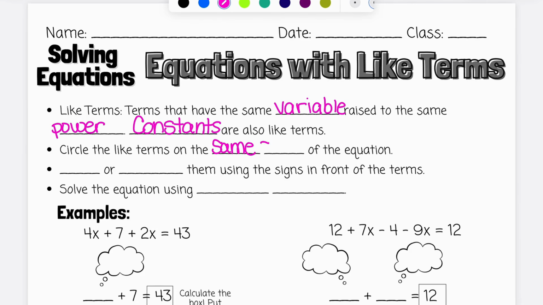Alright, what I suggest is that we circle the like terms, but they have to be on the same side of the equal sign. Then you're going to either add them or subtract them. And you're going to use whatever sign is in front of the term, and I'll show you what that means in a second. Then you're just going to solve the equation using inverse operations.